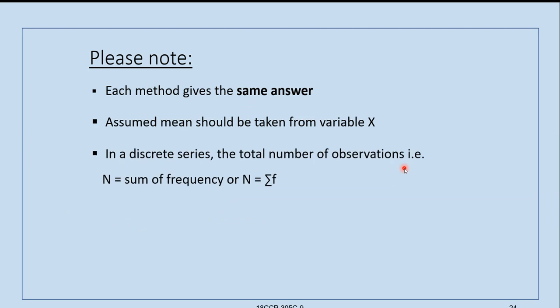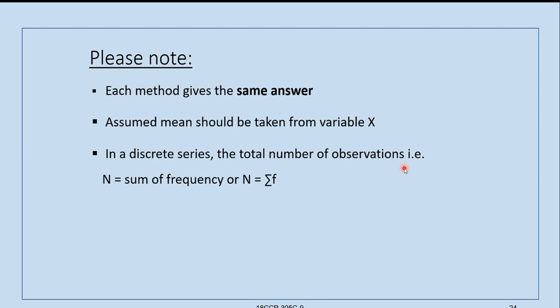That is, each method gives the same answer. Whatever the method you follow, that is direct method, indirect method, shortcut method, either you use direct method or shortcut method, any method, the answer will be same. If the previous problem number 4 is calculated by using direct method also, that is sigma fx by n, you will get the same answer as 7.9.